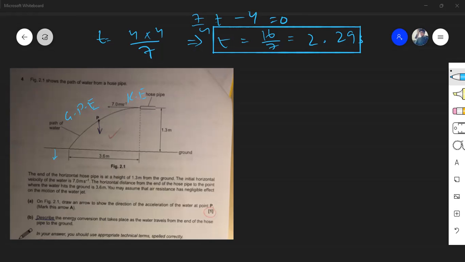Where did it go? Okay, here it is. So it travels 1.3 meters in the vertical direction.